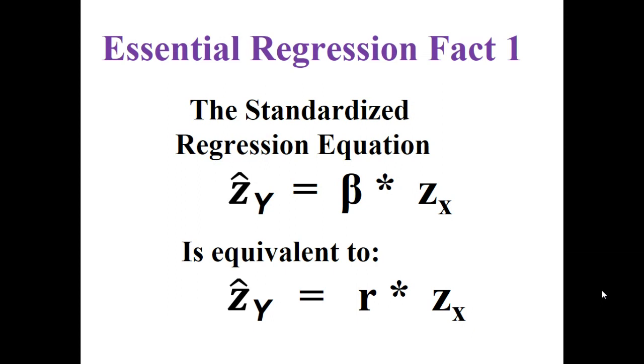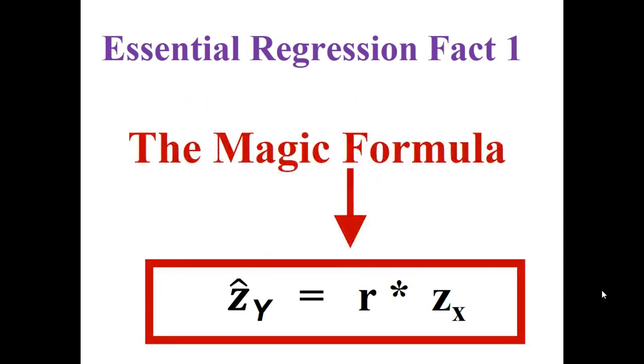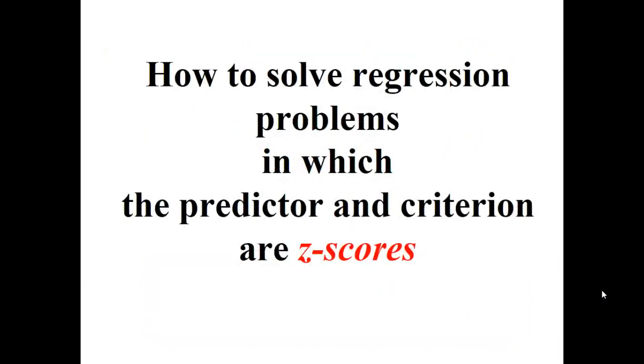So this is the essential fact one. I'll call it essential regression fact, that these two equations are equivalent. And I'm going to call this the magic formula, not only because it's amazing, but because it turns out to be so useful. So let me show you one way that the magic formula is useful.